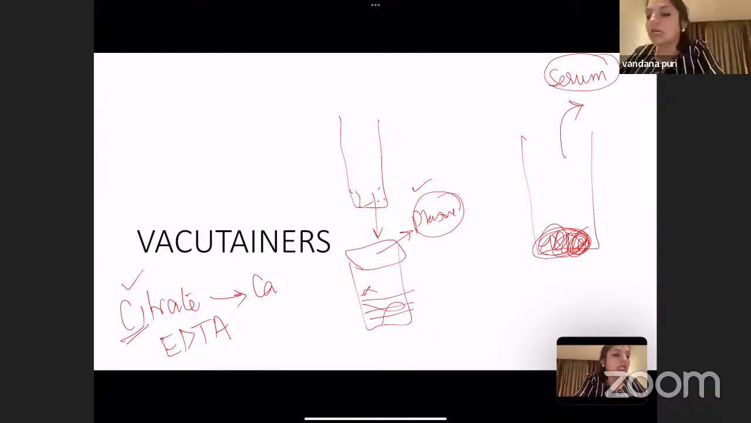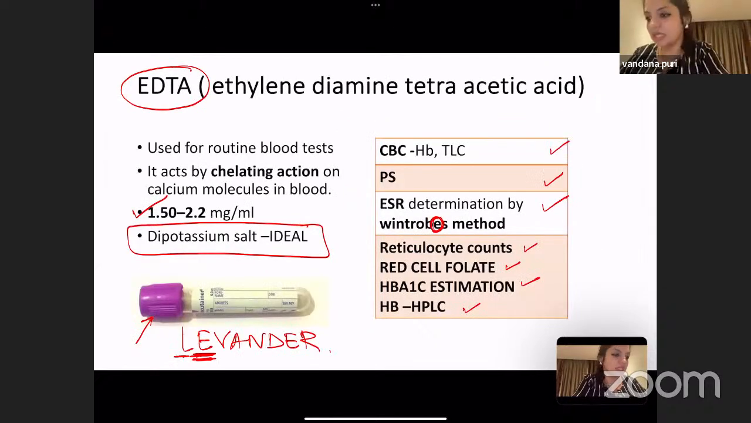Okay, understood. Now, once you're clear with this, let's come to the first and the strongest anticoagulant, that is EDTA. As I told you, EDTA is a very, very powerful anticoagulant and it cannot be reversed by anything. So this is ethylene diamine tetraacetic acid.